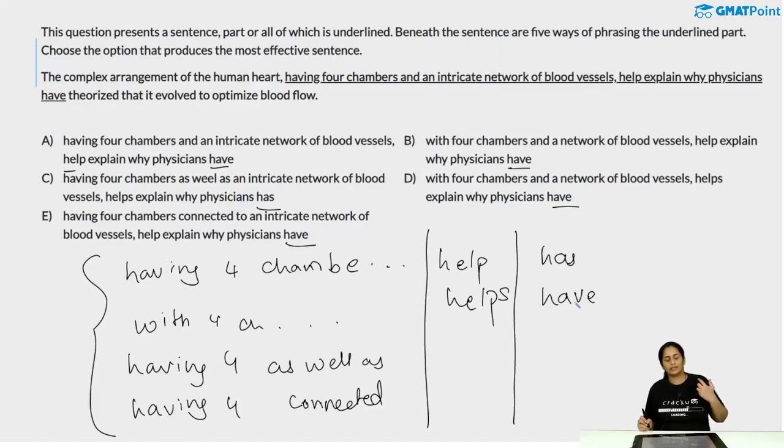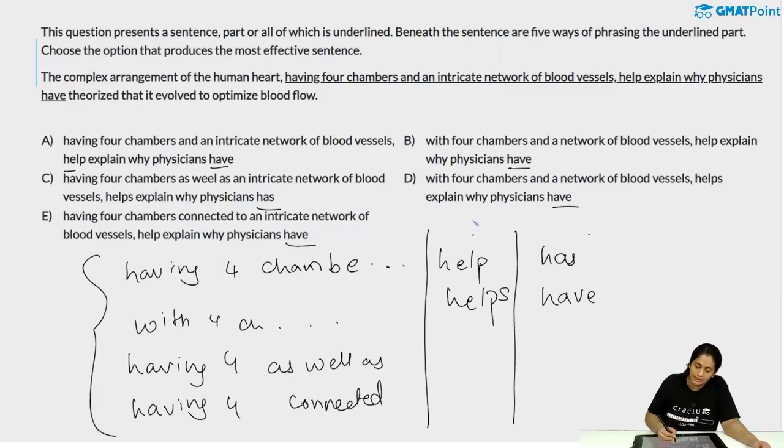If you remove the wrong choices, it helps us remove the options which are clearly incorrectly phrased. Because you have fewer choices over here and here, let us try to figure out which is the right verb to choose. Is it help or helps? Is it has or have? That will help us remove some of the incorrect phrasings.